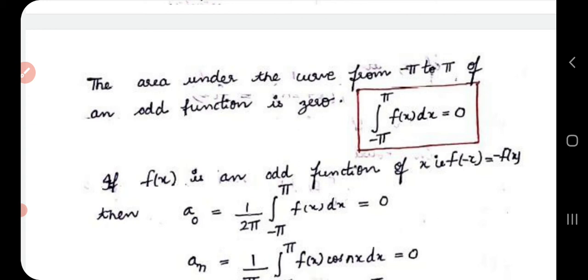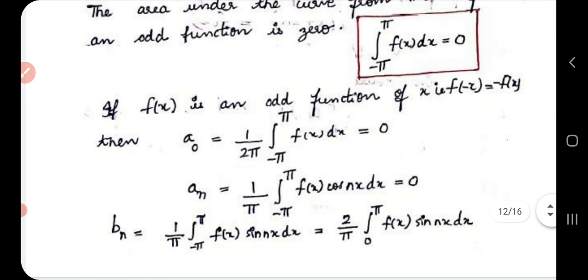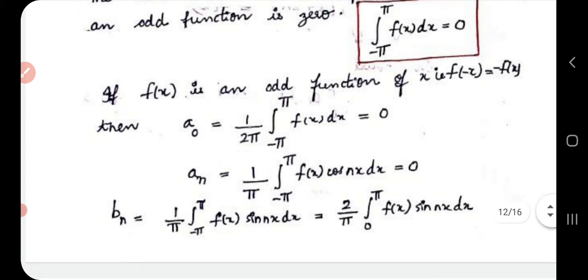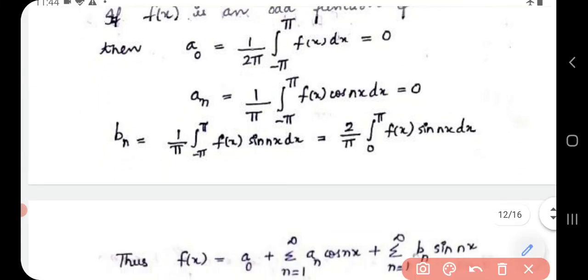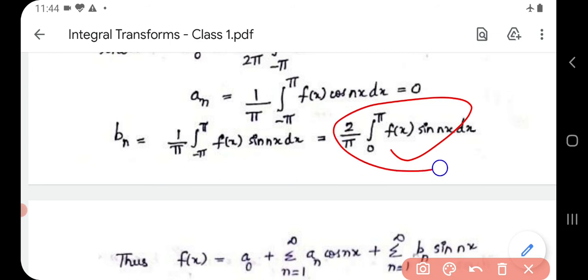But in the case of an even function, what was it? It was twice the integral 0 to pi f of x dx, right? Now just apply this. If the given function is odd, then a0 will be 0. No need of calculating. Then an will be 0. An is 0 means there is no cos term there. Now the formula to calculate bn will be this one.